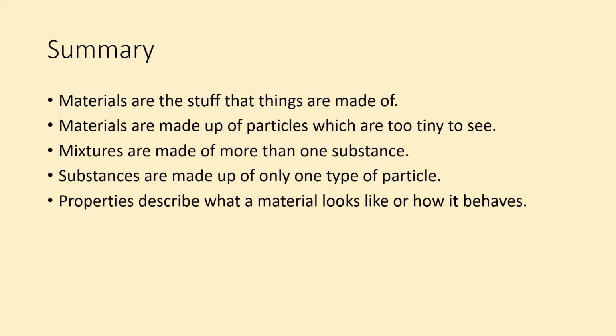This is your summary slide. Materials are the stuff that things are made of. So you know from primary school science that there's a difference between the stuff that something's made of and the thing itself, right? So the stuff that something's made of is a material. Materials are made up of particles which are too tiny to see. Mixtures are made up of more than one substance, and substances are made up of only one type of particle. Properties describe what a material looks like or how it behaves.